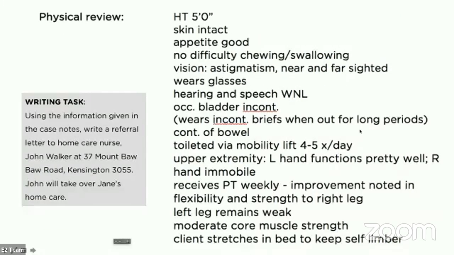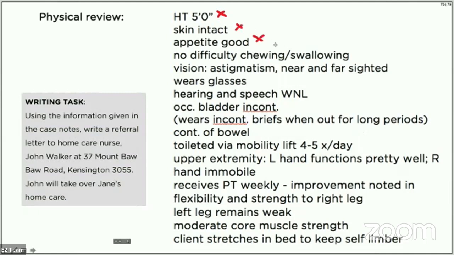Okay, physical review. Does John need to know that Jane is 5 foot tall? Probably not. Skin intact? Probably not. It's unremarkable. Appetite good? It's unremarkable. Probably not. Let me cross these out. No difficulty chewing or swallowing. It's unremarkable. If it said difficulty chewing and swallowing, I would certainly include it because that becomes something that he would want to know.